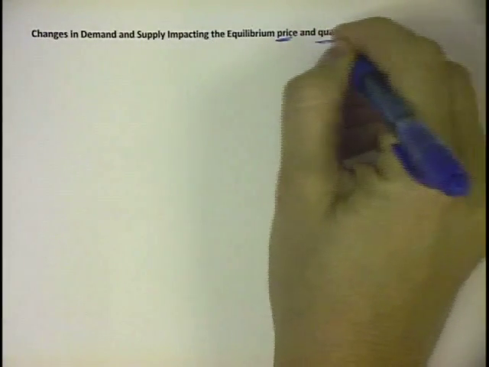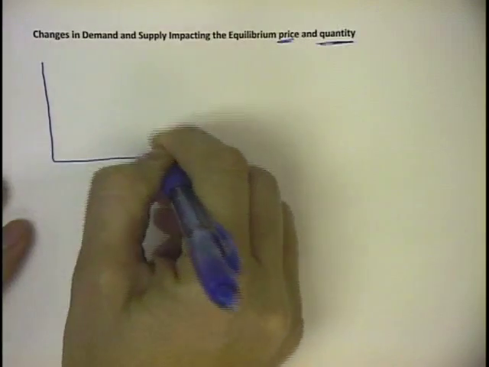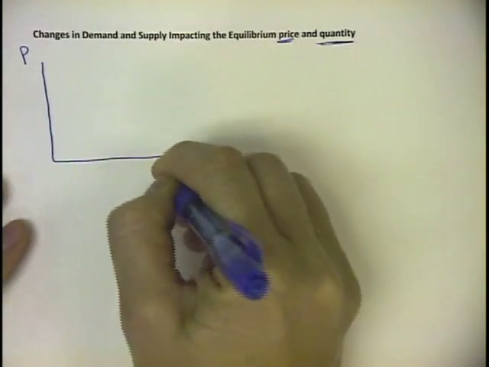Okay, for this one, what we want to do is figure out, if demand or supply changes, what's going to happen to price and quantity? So the end question we always want to find out is what happens to price and quantity. So we're going to draw 4 different graphs. We have price, we have quantity.